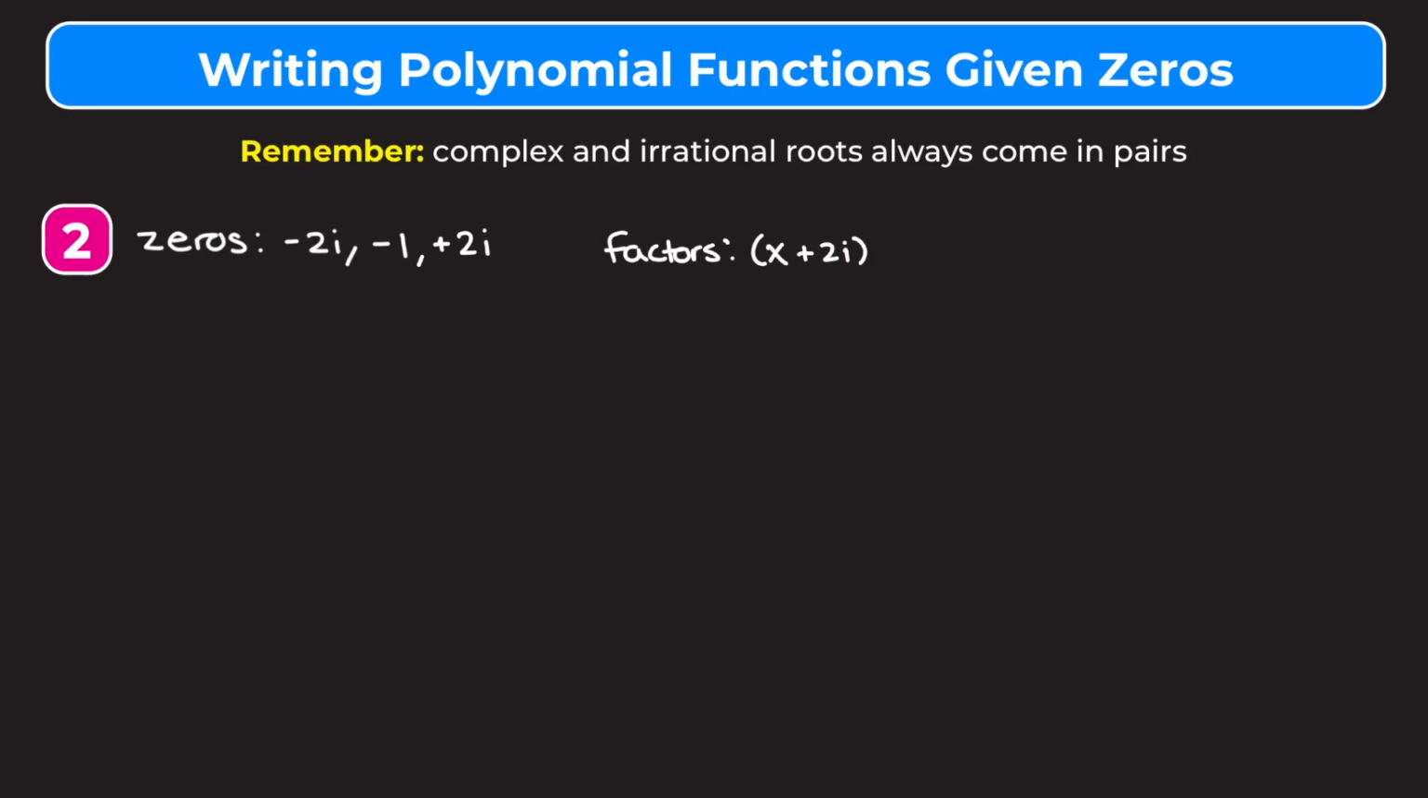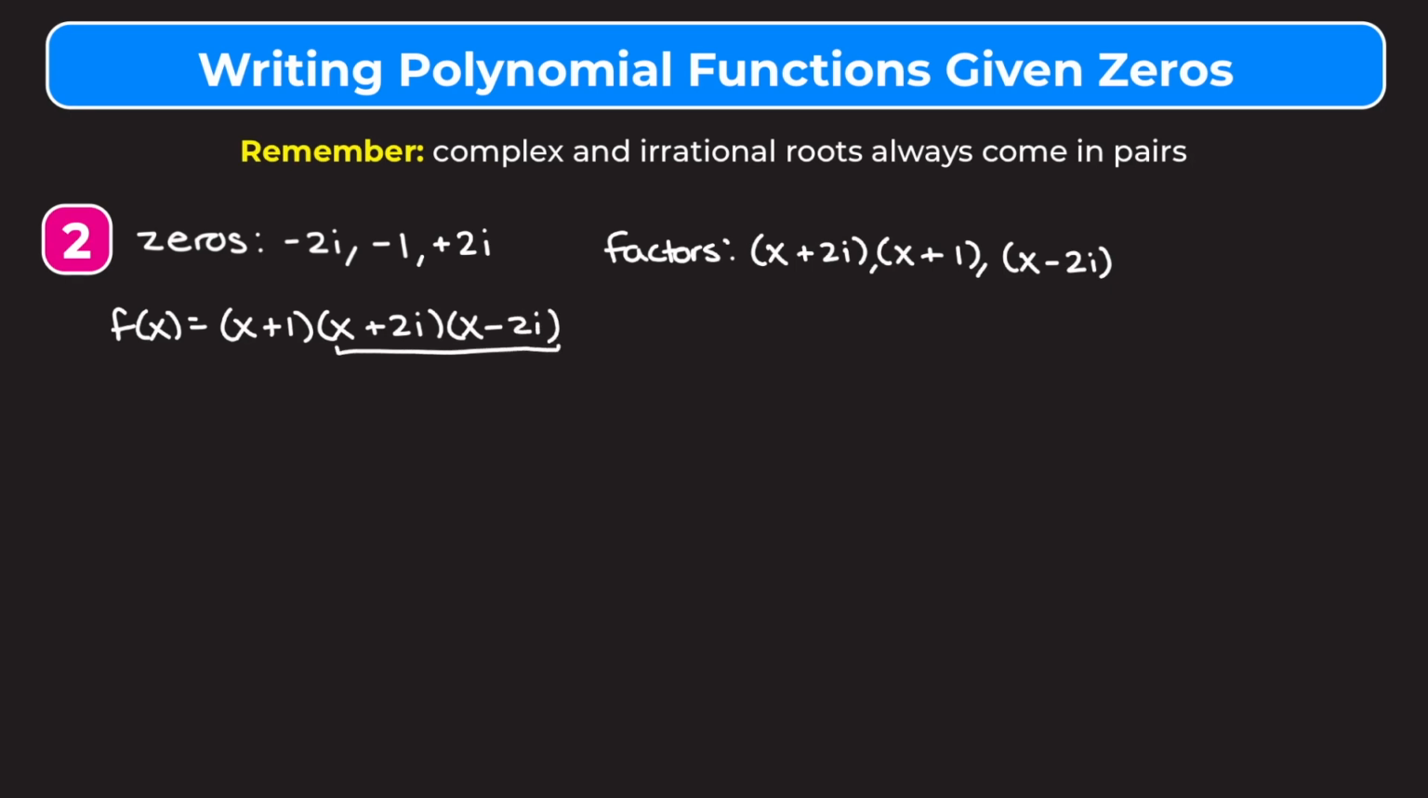If a 0 is negative 1, the factor that goes with that is x plus 1. And if our 0 is positive 2i, the factor that goes with that is x minus 2i. So now to write our polynomial, we're going to multiply those together. I'm going to write x plus 1 first times x plus 2i times x minus 2i. And I would multiply these first because we're going to use a shortcut. It's going to save us a little bit of time.